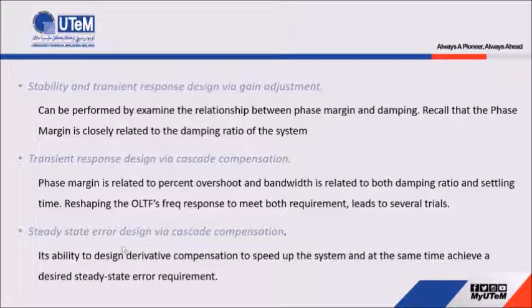Okay, for steady state error design via cascade compensation, it is the ability to design derivative compensation to speed up the system and at the same time achieve the desired steady state error requirement. So in this case, by using this frequency domain technique, we will use a lead compensator to perform the same task like derivative compensation, the PD controller.